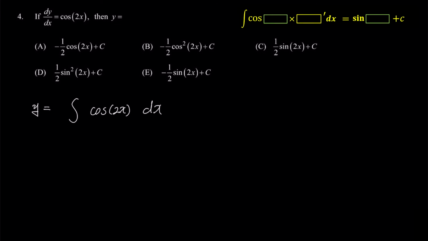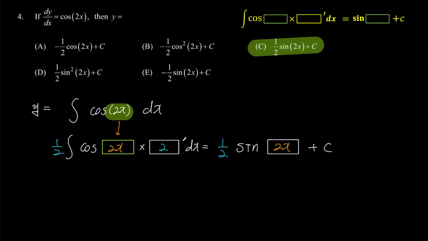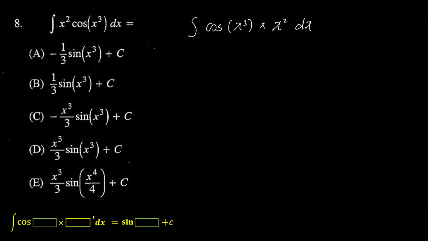Let's solve a cosine problem this time. The box rule for cosine is as follows. Now let's fill in the green box and the box prime. When you put 2x in the green box and 2 in the box prime, then divide the whole equation by 2 to finish the left-hand side calculation. Now let's find the answer on the right-hand side. We multiply by half and put 2x in the box. And when we check the options, we can see that the answer is C.